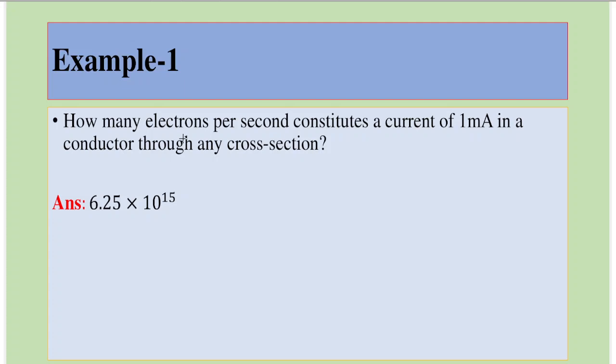Let us look at some numericals. Example 1 says, how many electrons per second constitute a current of 1 milliampere in a conductor through any cross section. So, if we have a conductor of any cross section and if electrons are crossing through it, the question says, how many electrons per second will constitute a current of 1 milliampere.